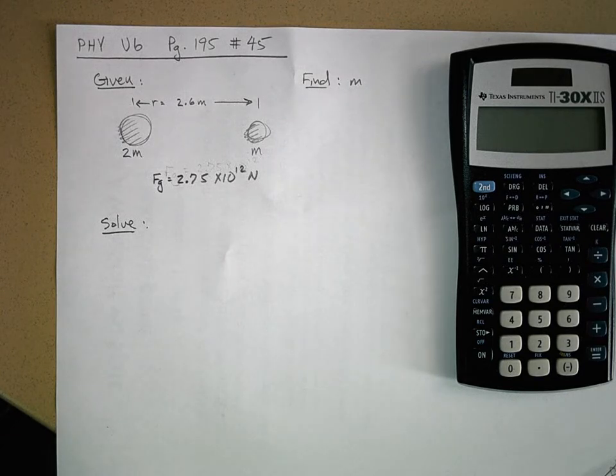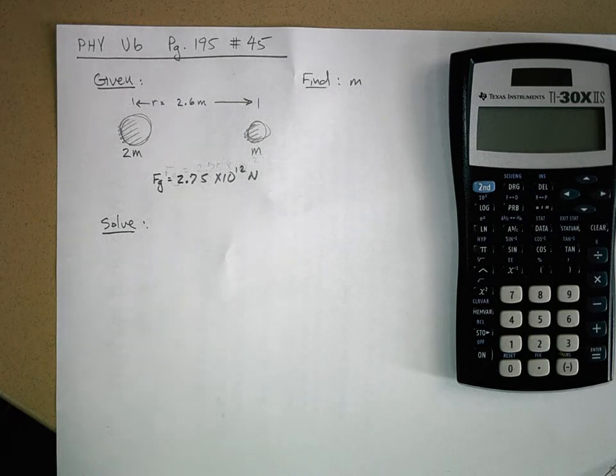So let's do problem number 45 on page 195. Let me read the problem. It says, two spherical balls are placed so that their centers are 2.6 meters apart. The force between the two balls is 2.75 times 10 to the negative 12 newtons. What is the mass of each ball if one ball is twice the mass of the other ball?